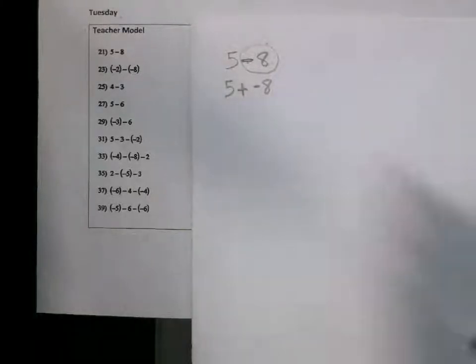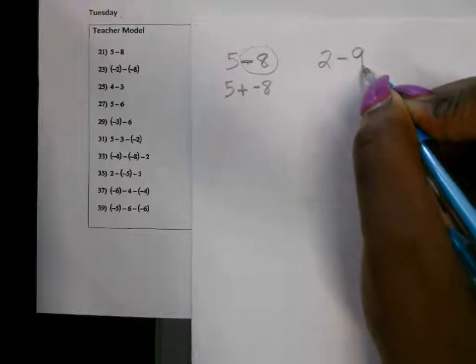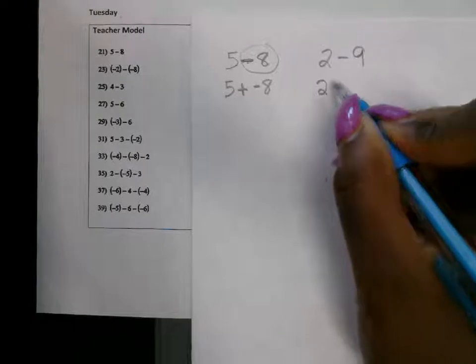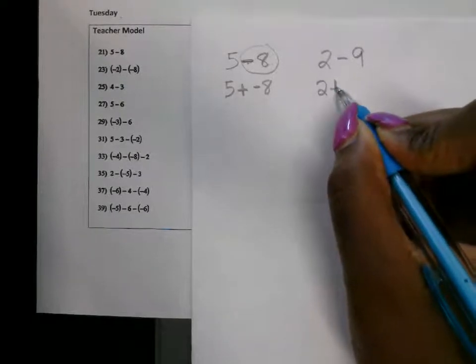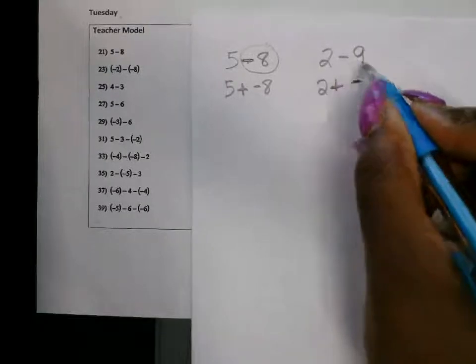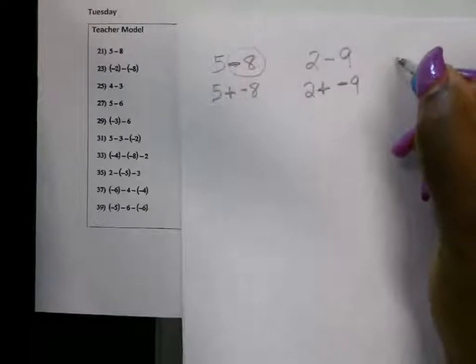So let me practice writing that again. If I had something like 2 minus 9, what's another way to write this? Keep the first number the same. Change this to a plus. And this is really what? A negative 9, because of the minus sign that's in front.